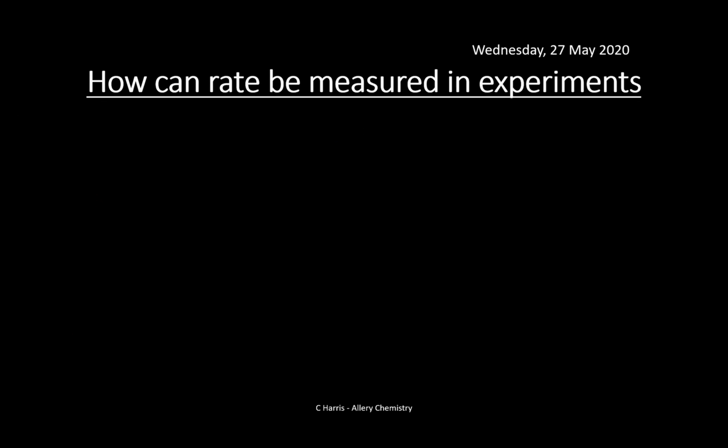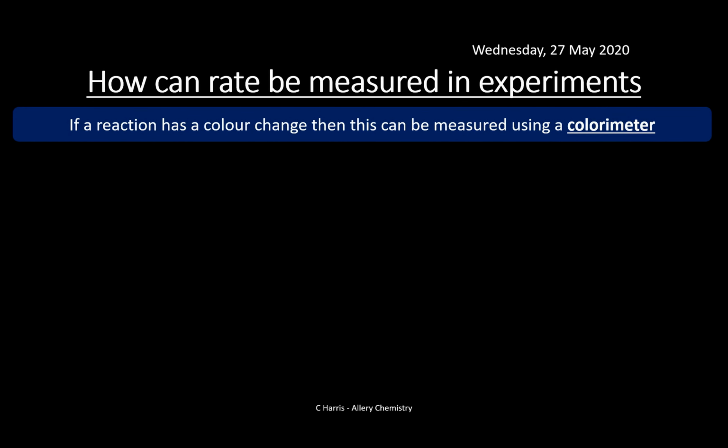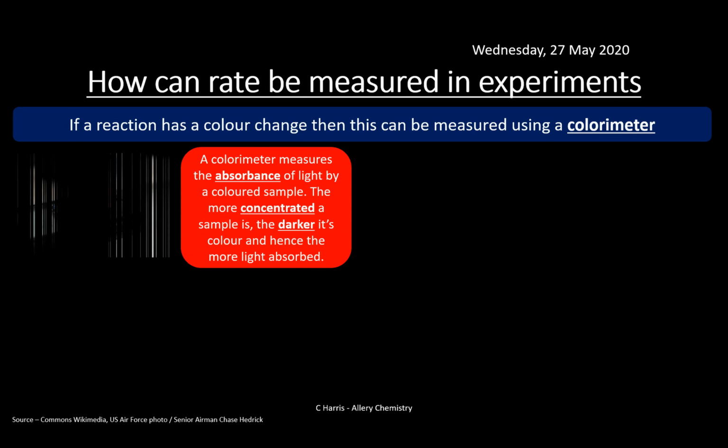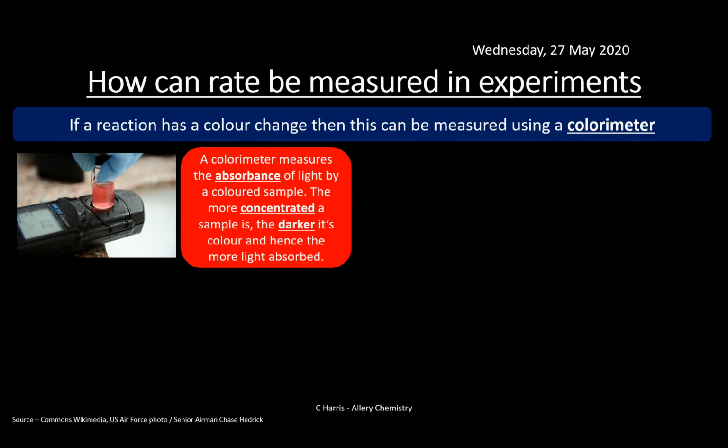Okay, so if a reaction has a colour change, then we can use a colorimeter to measure the rate of reaction. Now, if you're at a school or college, you might have some colorimeters around. They're fairly straightforward instruments to use. Basically, a colorimeter is just measuring the absorbance of light by the coloured sample. The more concentrated the sample is, the darker it's going to be if it's a coloured substance, and that means that less light can get through, and therefore more light is absorbed.